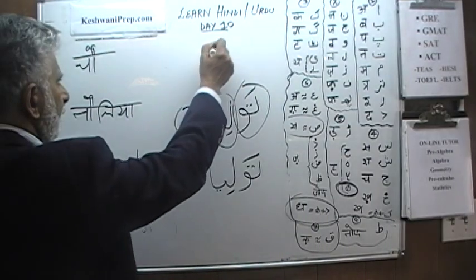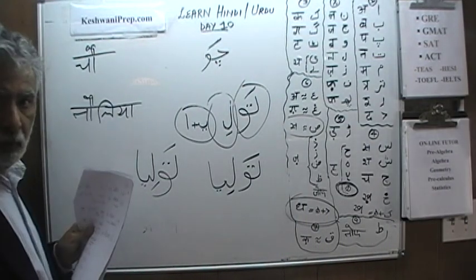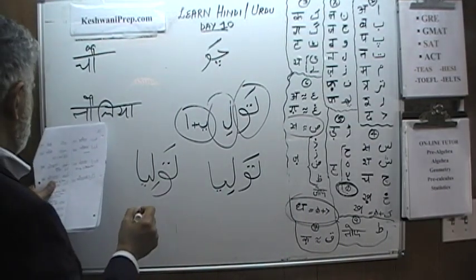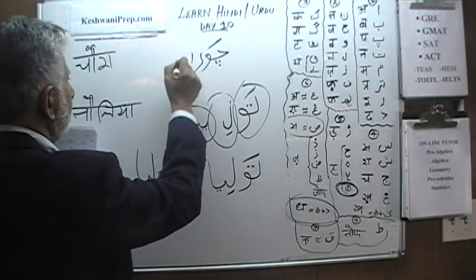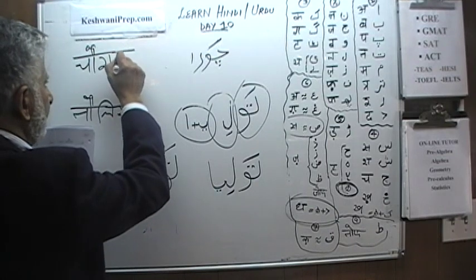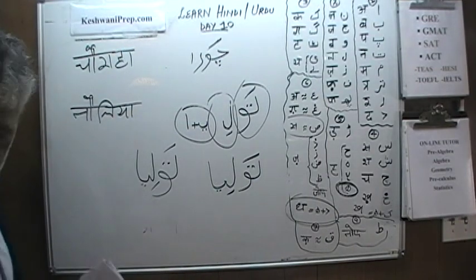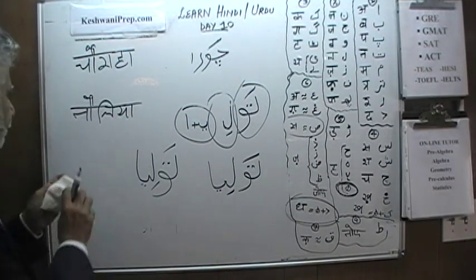Because it has a zabar on top, we need badi o ki matra. Cho, ra, and then ha. Let me first write it in Hindi. Ha. And now we have to pause for ha.